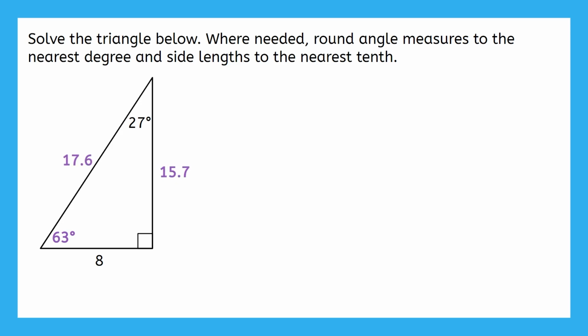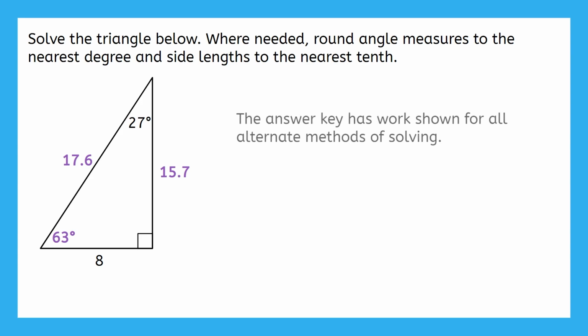As I mentioned earlier, this is just one way to solve for these three variables. You could have taken many different approaches, but they should all give you 63 for x, 15.7 for y, and 17.6 for z. For all three example problems, there is work shown in the answer key for every possible method of solving. So no matter what approach you take, you should be able to check your work against the key.